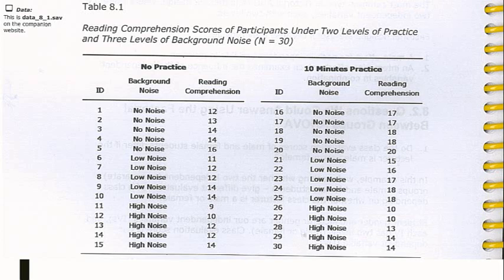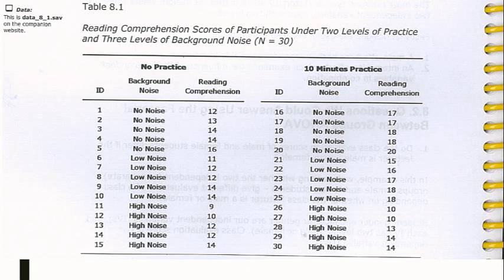So here's the first example, illustrated example 1 on page 92 of the Pink Book. To investigate the impact of both background noise and practice on adults' reading comprehension, a researcher divided a group of 30 volunteers into 3 evenly sized groups.